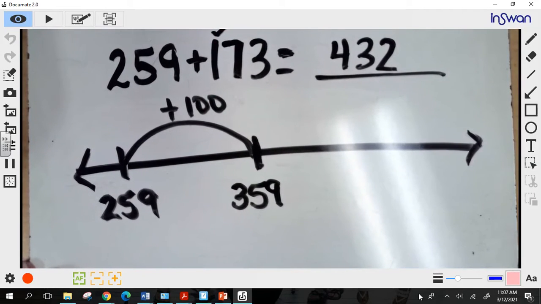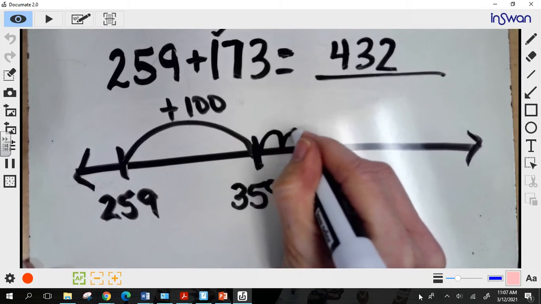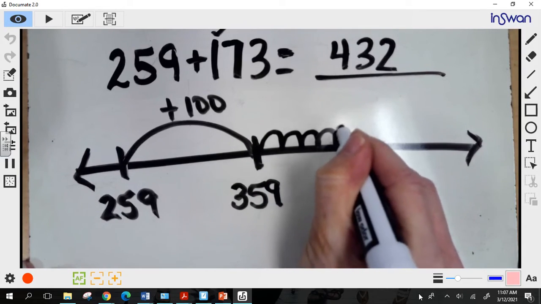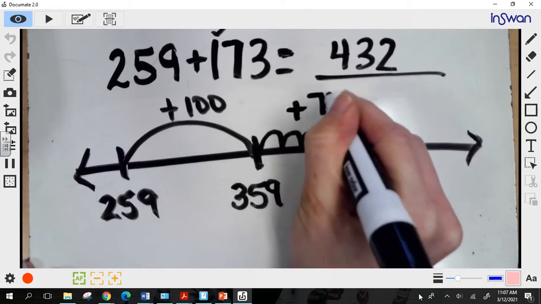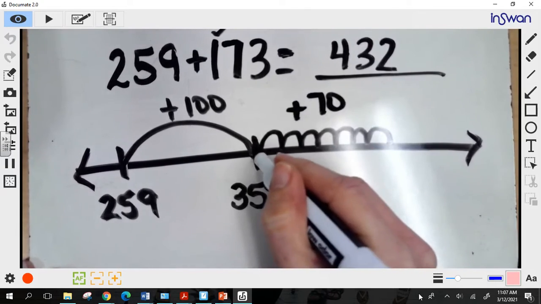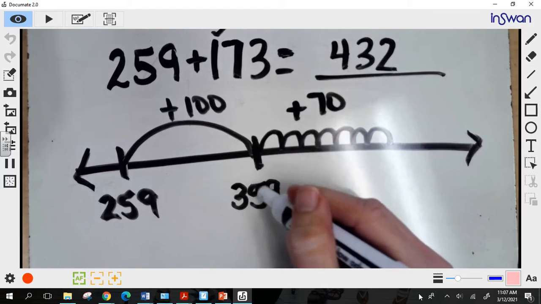Well, now I need to add 70. So I'm thinking about that, and I know that's going to cause me to regroup. So if I want to count that up, I could. I could say 10, 20, 30, 40, 50, 60, 70. So that represents my plus 70. So then I have to count by tens. Remember all our counting practice? This is why we did it.